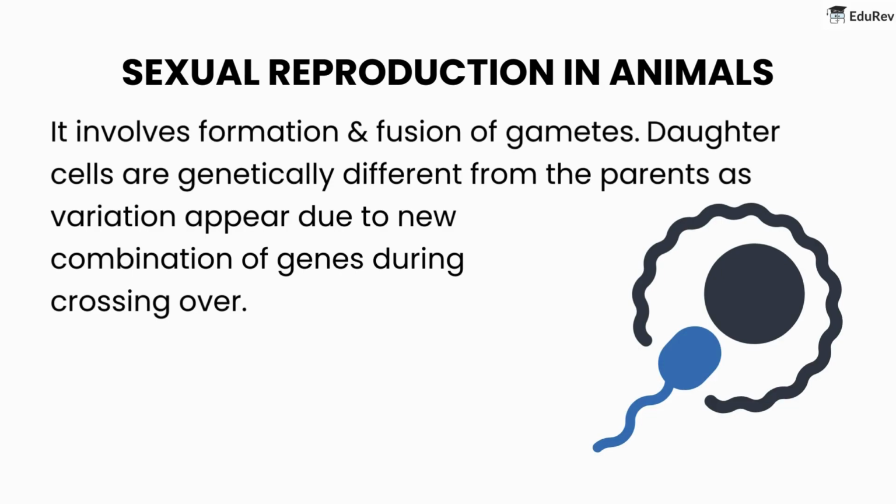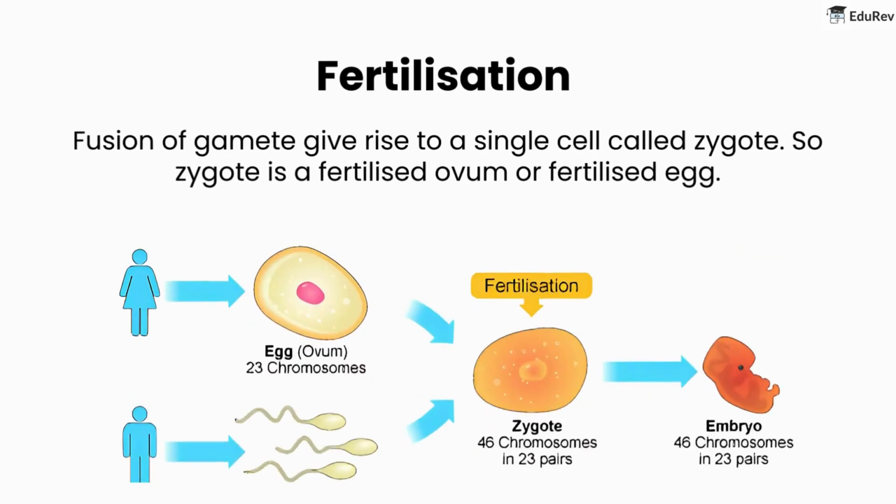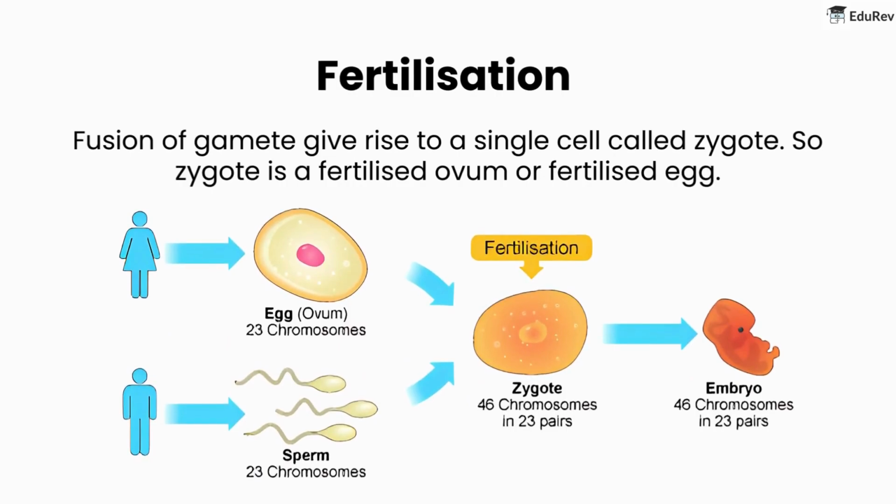It involves formation and fusion of gametes. Daughter cells are genetically different from the parents, as variation appears due to new combinations of genes during crossing over. It is found in higher plants and animals. Fusion of gametes gives rise to a single cell called zygote. So the zygote is a fertilized ovum or fertilized egg.